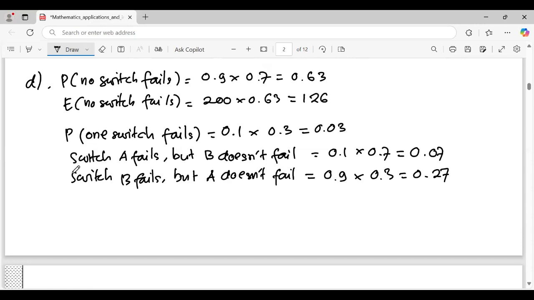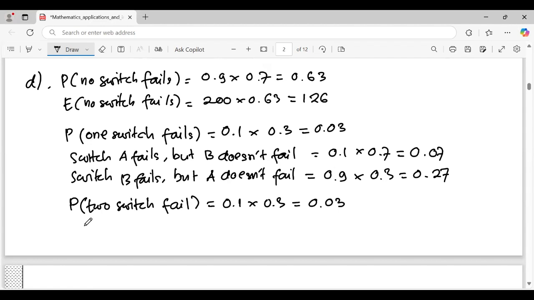And next, the probability, there are three parts, one, two, three. Okay. The probability of two switches fail, it is 0.1 times 0.3, 0.03.